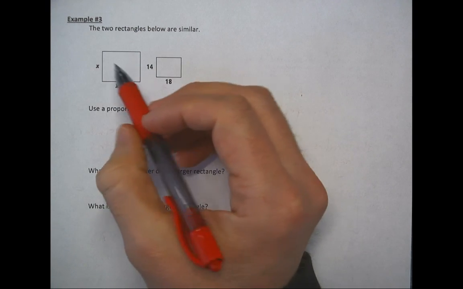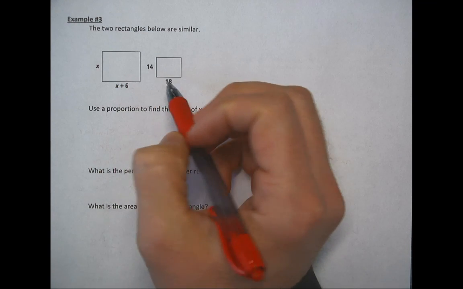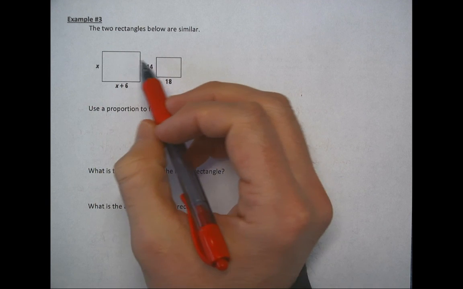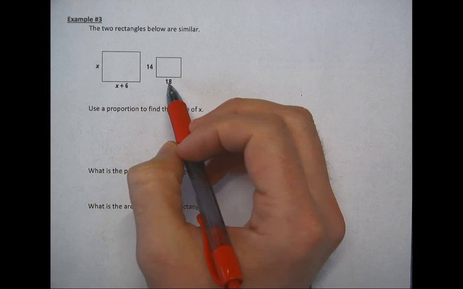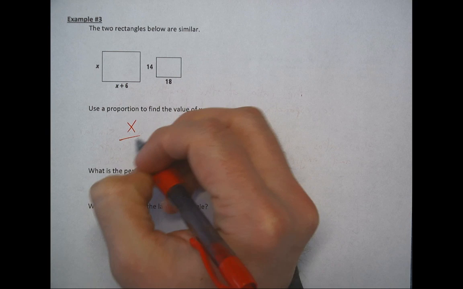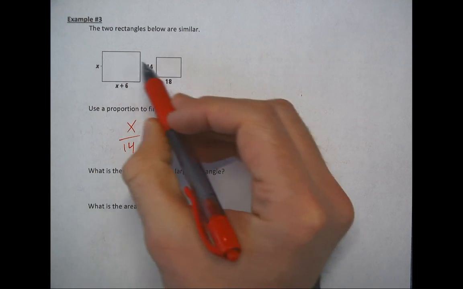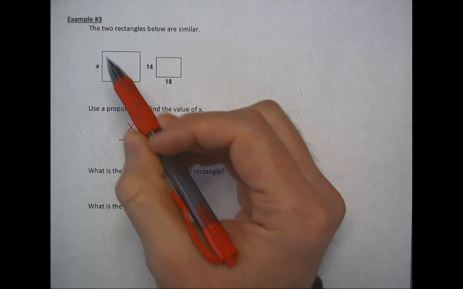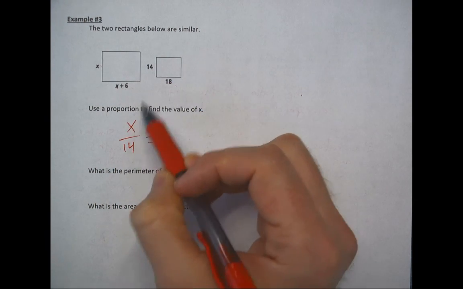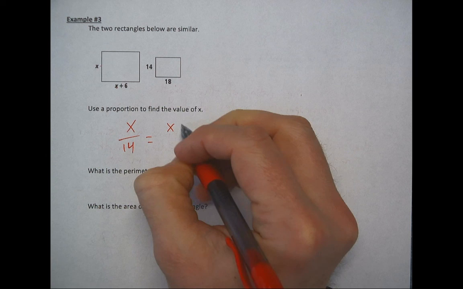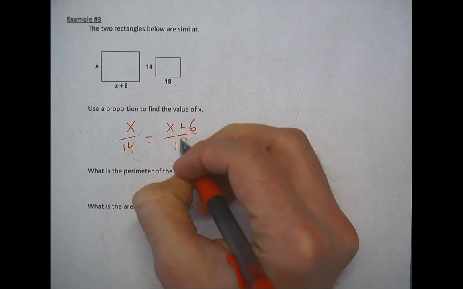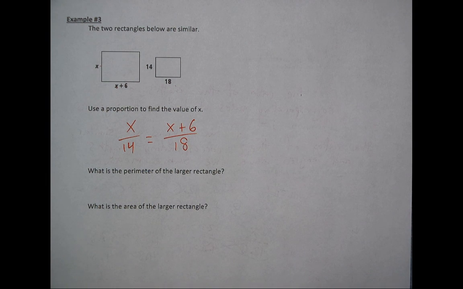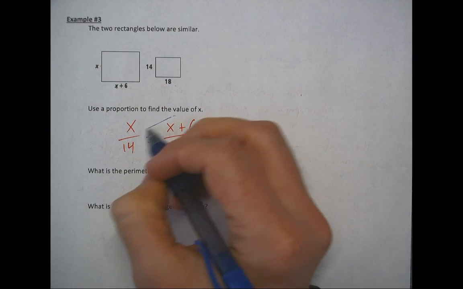When I set this up, you're going to just match up the sides that are corresponding. So x matches 14, x plus 6 matches 18. So x matches 14. That relationship has to equal this relationship. Now, when I set this one up, I went from left to right in terms of the shapes. So I need to do the same thing here. So x plus 6 over 18. Once I've got it set up, I'm going to cross multiply.